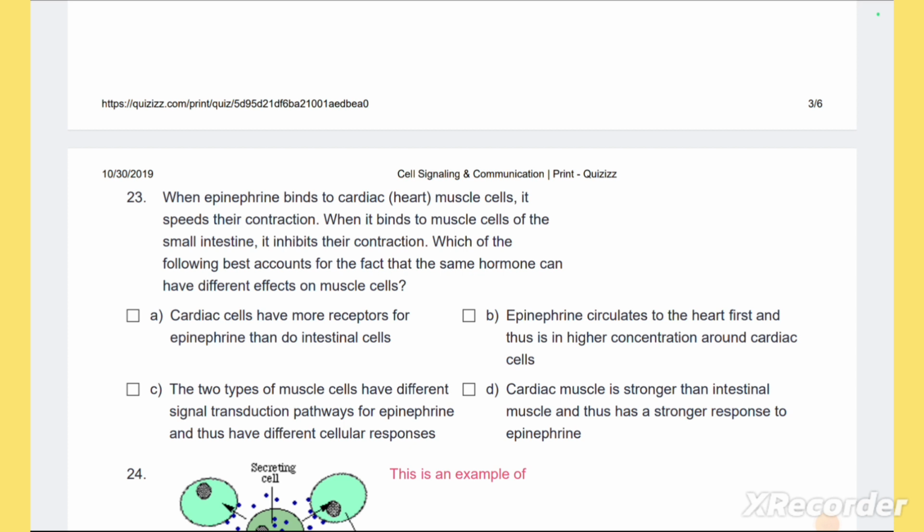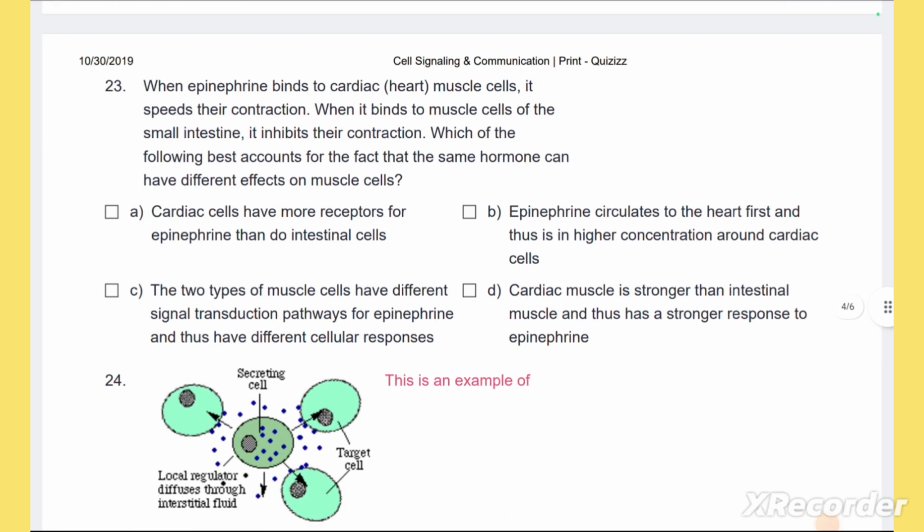Which of the following best accounts for the fact that the same hormone can have different effects on muscle cells? Option A, cardiac cells have more receptors for the epinephrine than do intestinal cells. Option B, epinephrine circulates to the heart first and thus is in higher concentration around the cardiac cells. Option C, the two types of muscle cell have different signal transduction pathways for epinephrine and thus have a different cellular response. Option D, cardiac muscle is stronger than intestinal muscle and thus has a stronger response to the epinephrine. So the answer of this question will be option C.